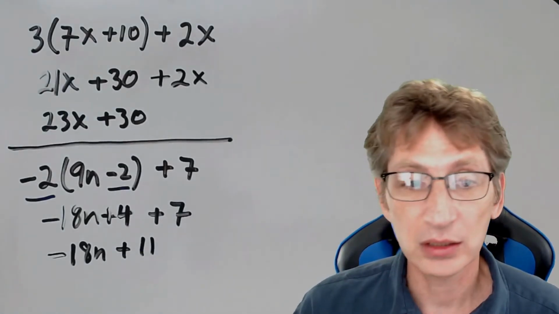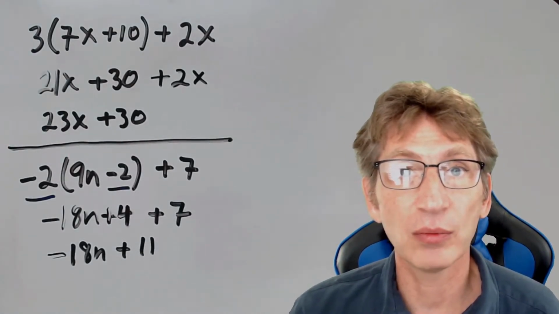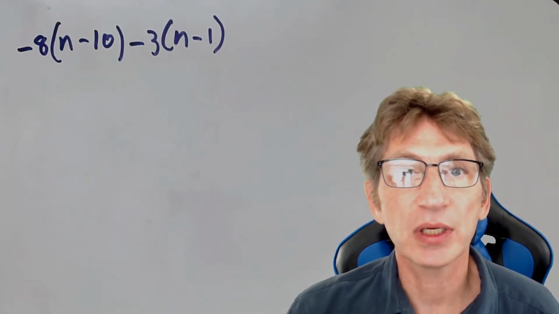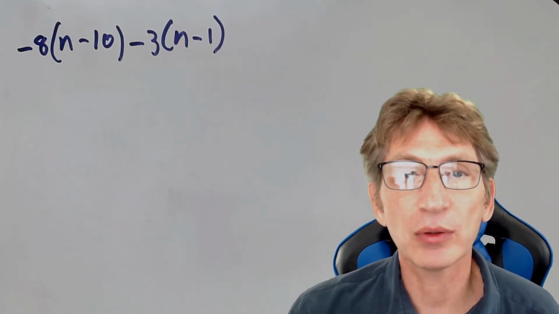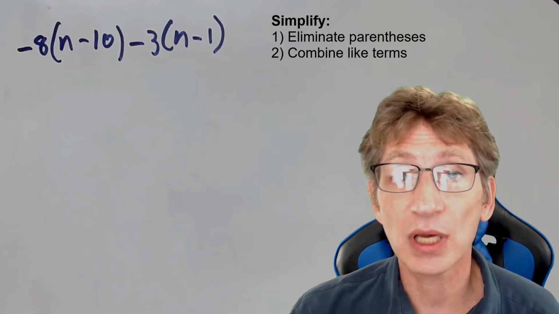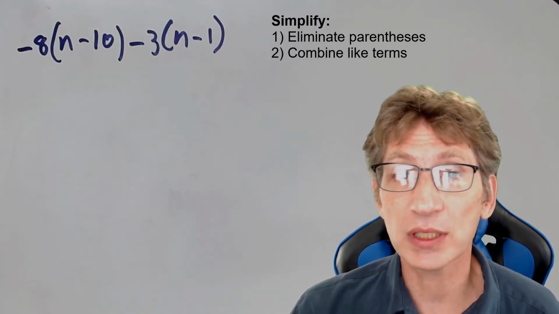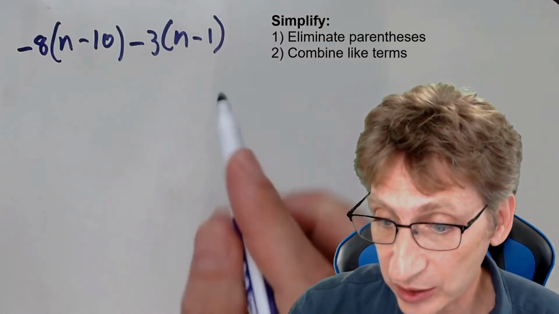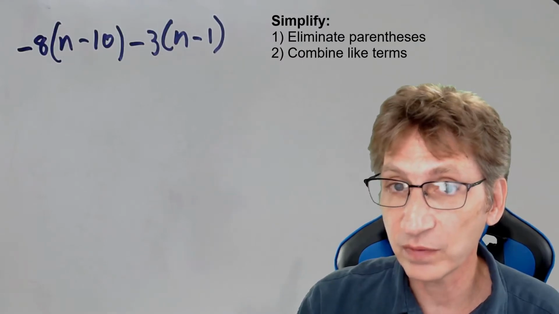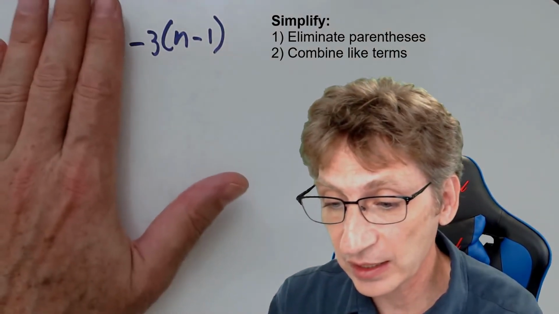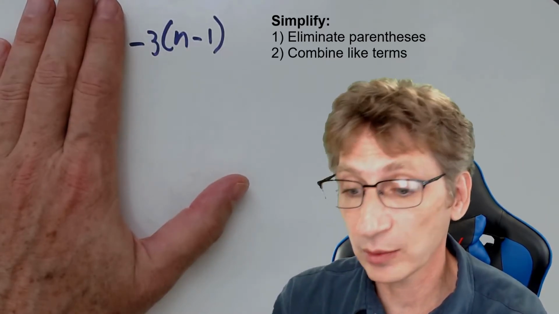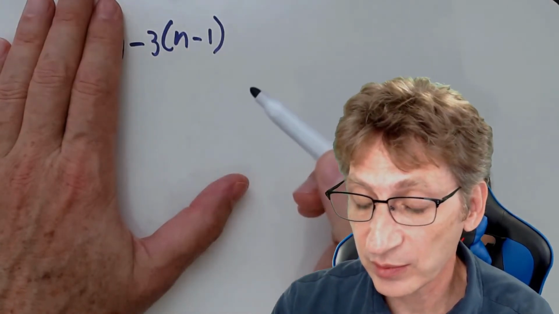All right, let's look at one that has a little bit more to it. This expression has two sets of parentheses. Since it has two sets of parentheses, we will need to apply the distributive property twice before combining like terms. I recommend just do one set of parentheses at a time. I actually like to start with the second set because it can take away some of the confusion. So if I just hide this first set of parentheses and take care of that second set, then I'm good to go. Negative 3 times (n minus 1).